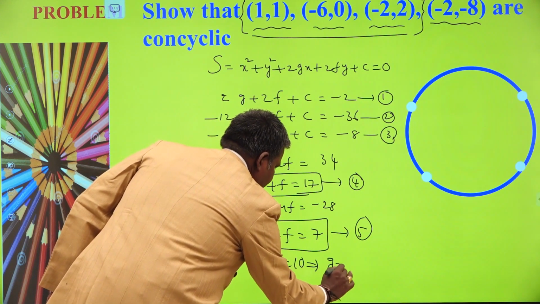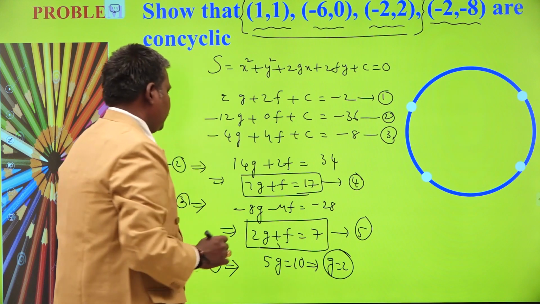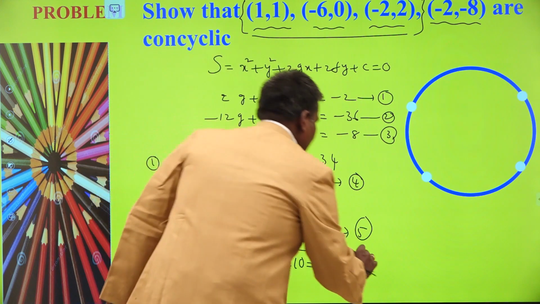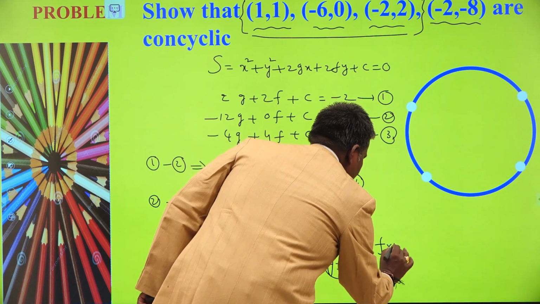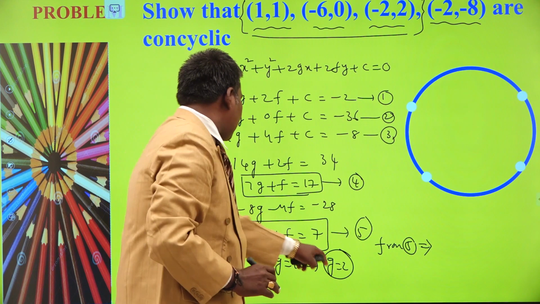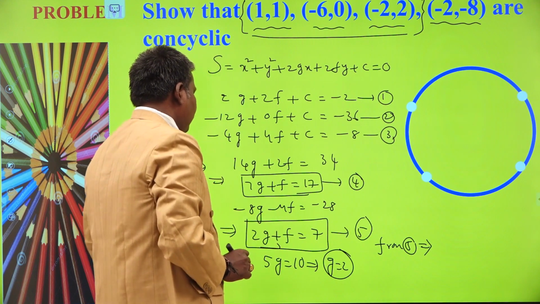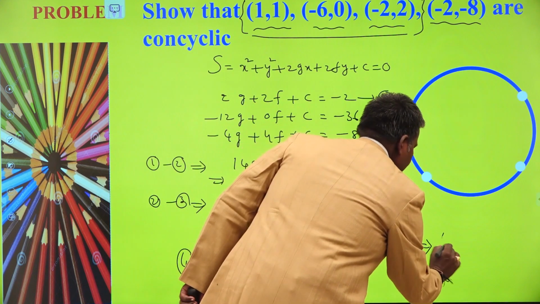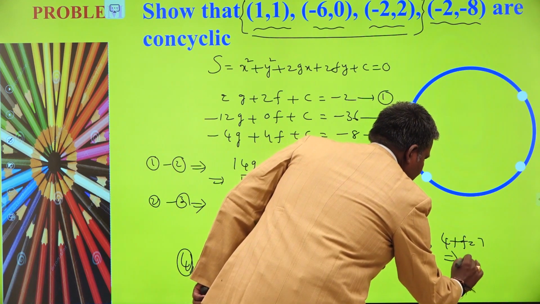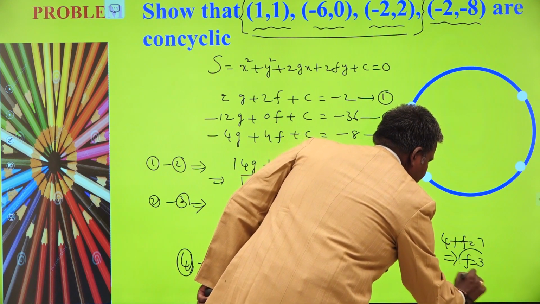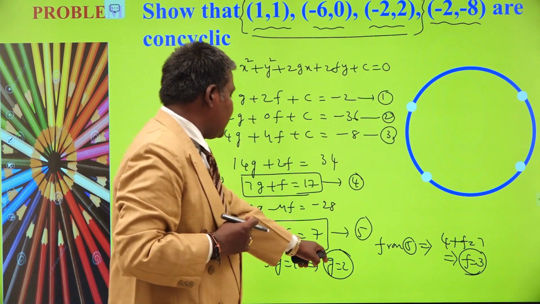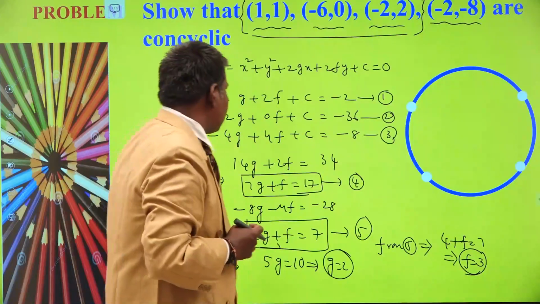What is the value of g? g equal to 2. Substitute g equal to 2 in any of these two equations. From 5 implies, substitute g value itself, 2 twos are 4, 4 plus f equal to 7. Implies what is the value of f here? 3. 7 minus 4 is 3. We have g equal to 2, f equal to 3.